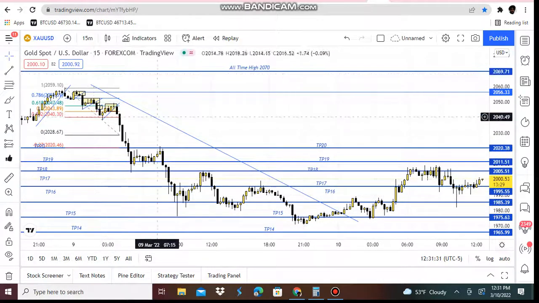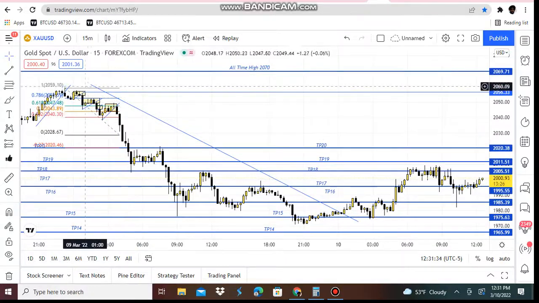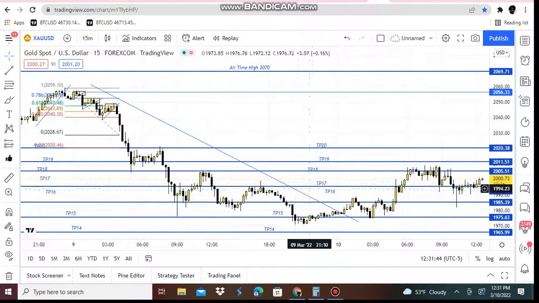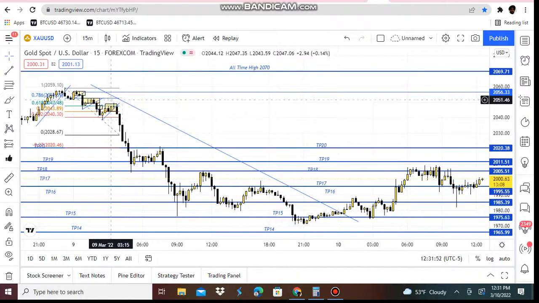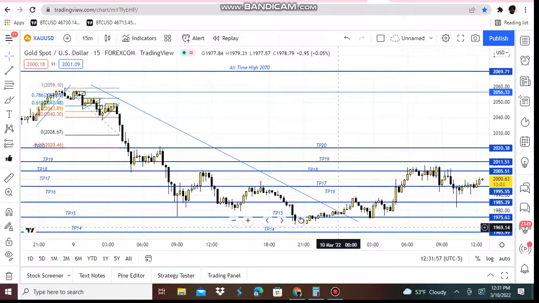So again, price breaks this trend line. It was in a downtrend all the way from March 9th, 2022, around 12 o'clock, 1 o'clock. We see gold moving, and it heads all the way down to March 10th, 2022. From March 9th all the way down to March 10th, we saw gold head from 2059 all the way down to 1971. March 10th, price breaks this trend line and heads back up, starts making higher highs.